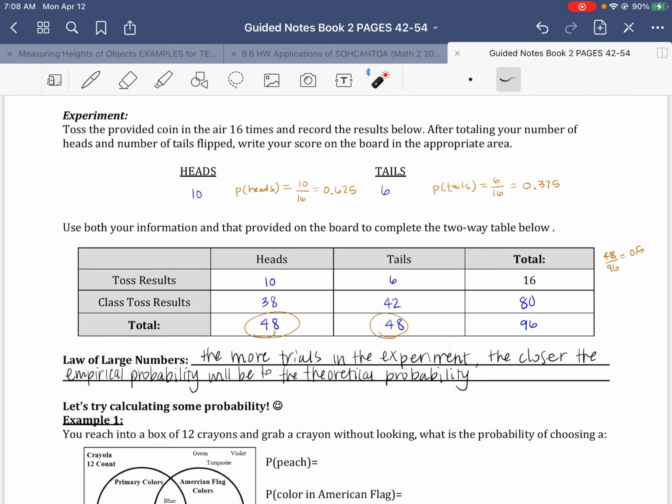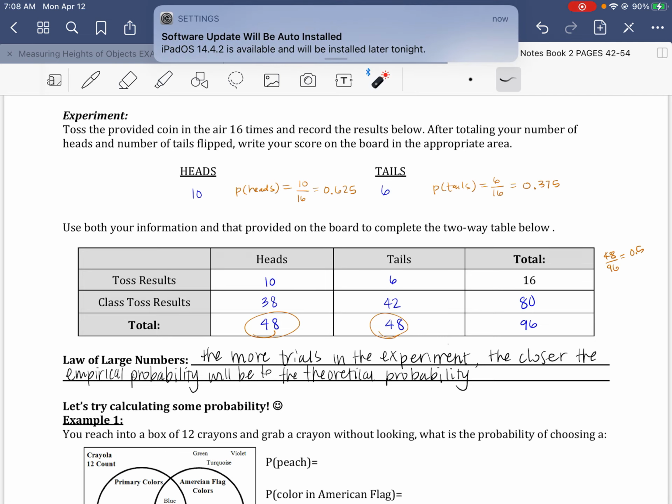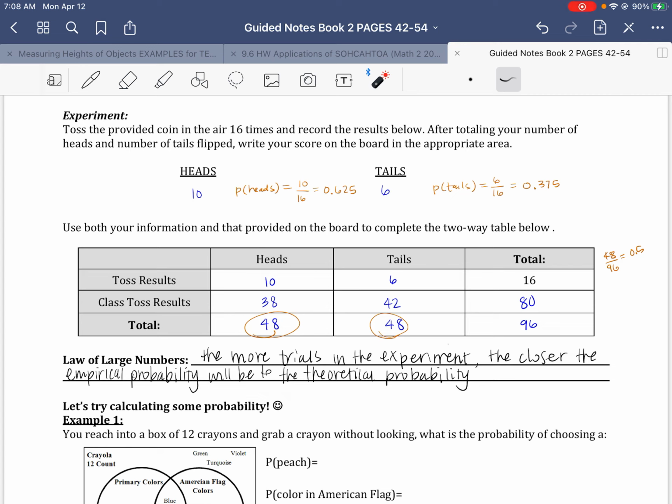So if you just flip a coin 16 times, you could get a very distorted outlook on what really could happen with the probability of flipping a coin. But the law of large numbers says, well, if you flipped it 1,000 times and it was truly a random flip, then that probability is going to get closer and closer and closer to that theoretical probability. So that's why in a survey or something where people are going out and performing an experiment, if they only do it 10 times, you're not as likely to believe the data than if they were to go out and do it 1,000 times and receive specific results.